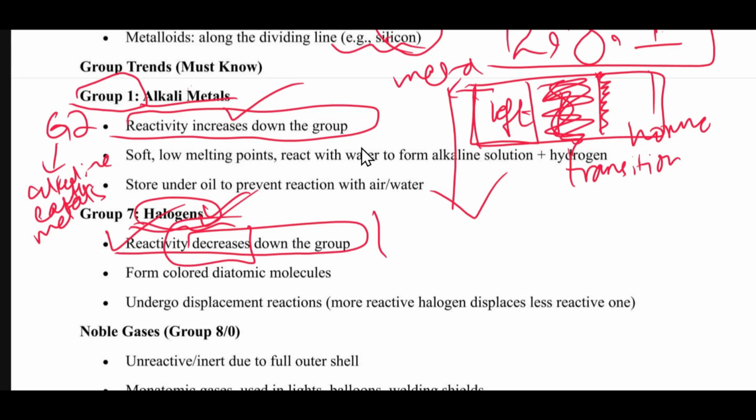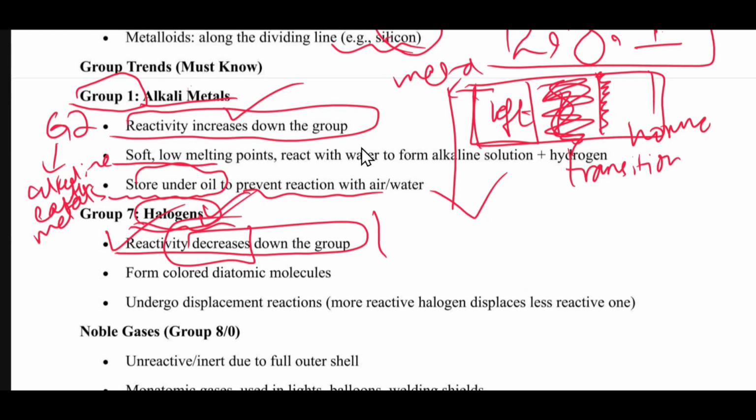Another important property of the alkali metals is that they are very soft and very reactive. So usually we store them in oil, because if you don't, they will react with oxygen. They are stored under oil to prevent the reaction with air or water. They are soft, they have low melting points, and they react with water to form alkaline solutions and hydrogen. For example, when sodium reacts with water, it gives you sodium hydroxide. That is an alkaline solution.